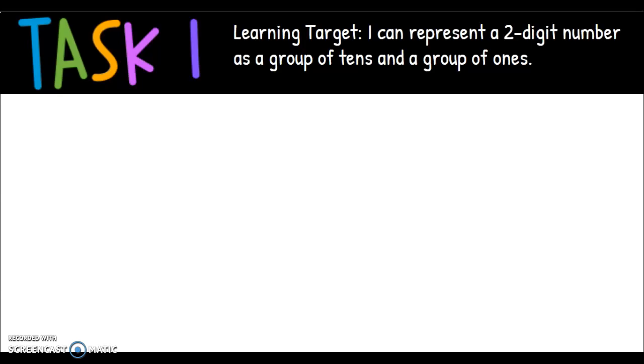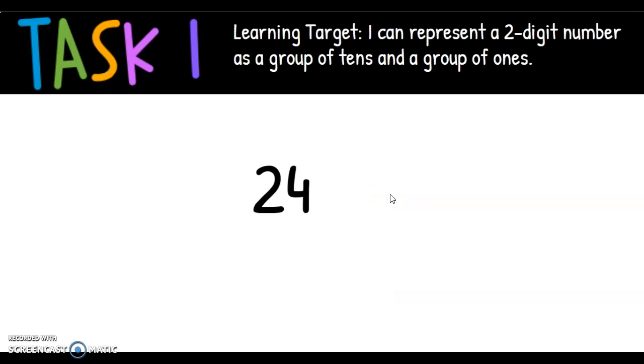But before we unwrap this learning target any further, I want to do this task and then we'll connect it back to our learning target. I want us to look at a 2-digit number. A 2-digit number is any number that is made up of 2 digits, like this number. The number 24 is a 2-digit number, and this is one way to represent the number 24.